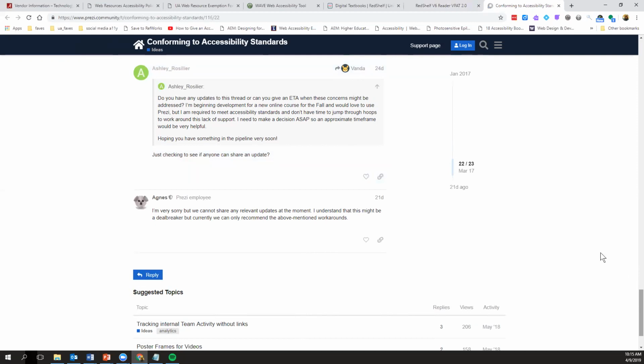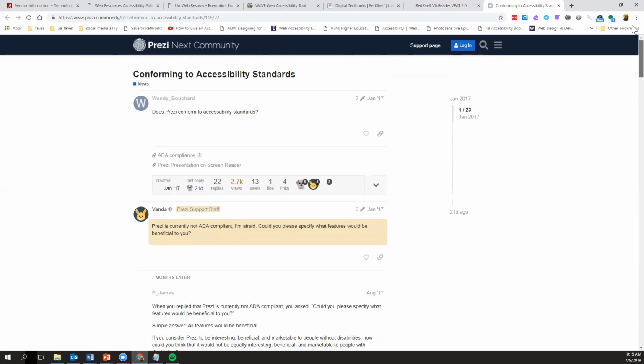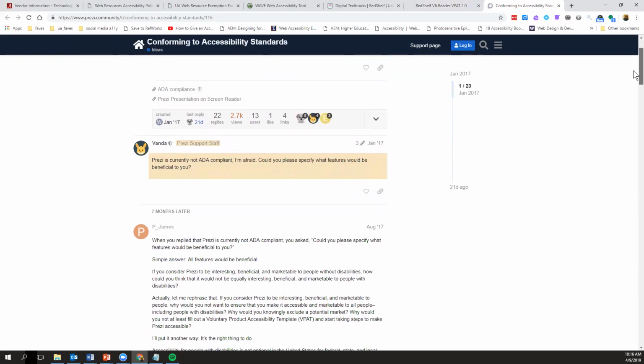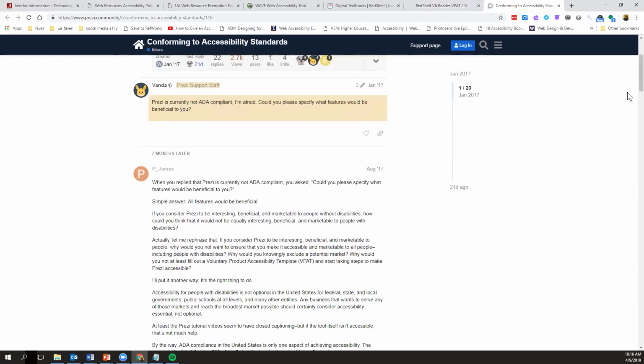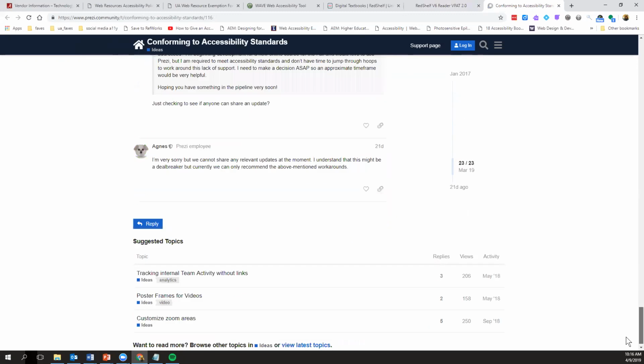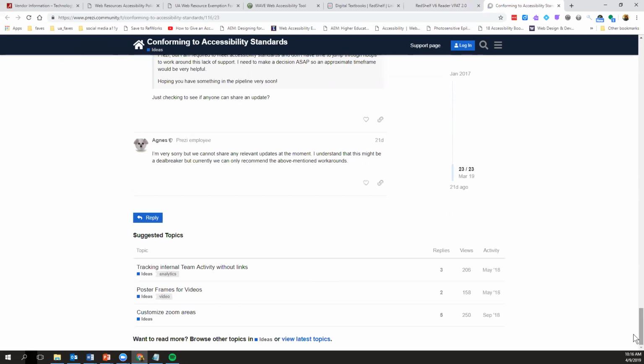And Rachel linked here to the most recent update on this support ticket that was created. This is the most recent one, something like 6 years ago, that initially someone asked about Prezi's conformance with accessibility standards. Every single time their response is, Prezi's not currently compliant. What features do you want? We're still not compliant. What features do you want? We're not compliant. We're not compliant.